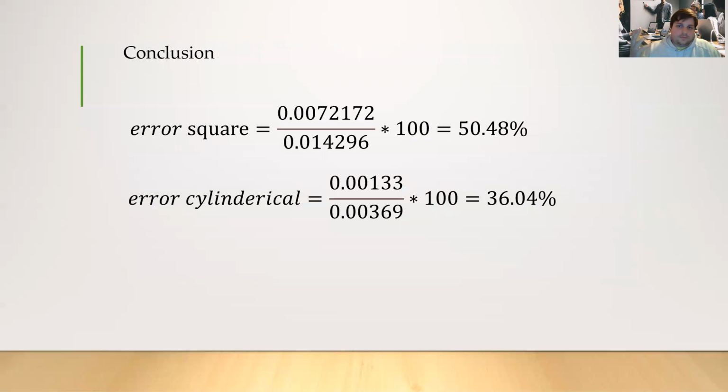Generally, the most error that I got was from the square rod, which is roughly about 50%, which I kind of see as successful. Obviously it's not 100% accurate, but it's kind of difficult to be 100% accurate when you're using generalized formulas. And that was the end of my project.